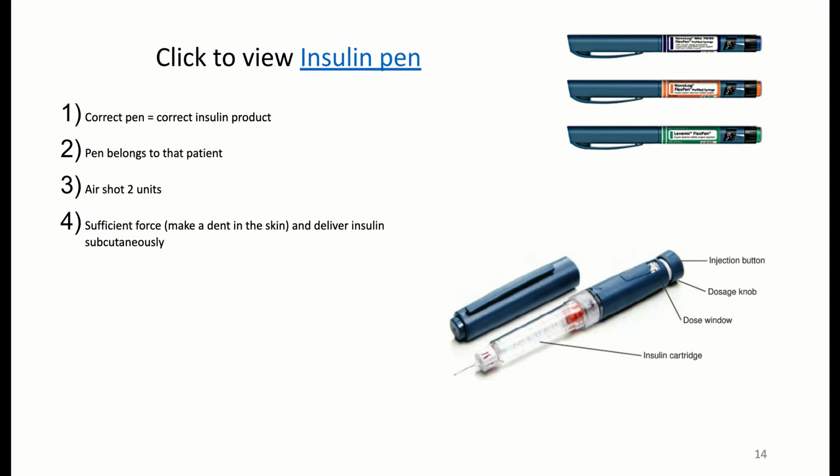Third, you need to make an air shot of 2 units to make sure that you are injecting insulin and not air that is in the syringe or the pen. When you are doing an air shot of 2 units, you need to hold the insulin pen 90 degrees vertically with a needle pointing up and the injection button down.